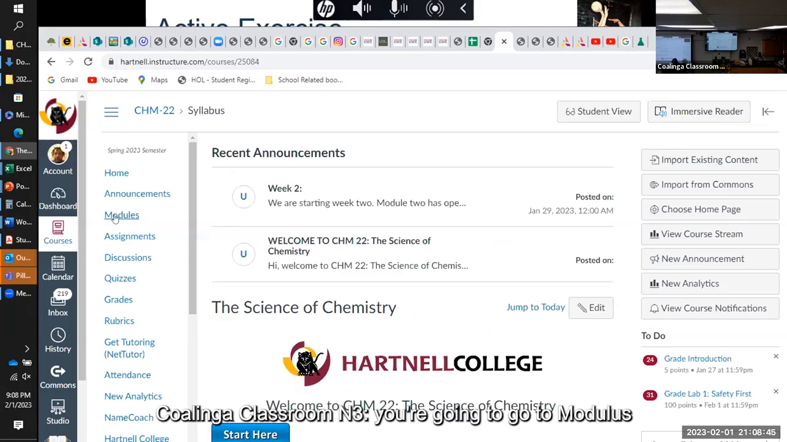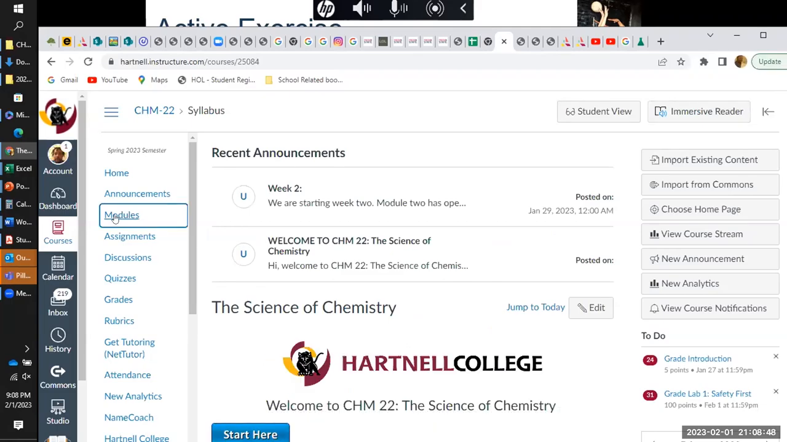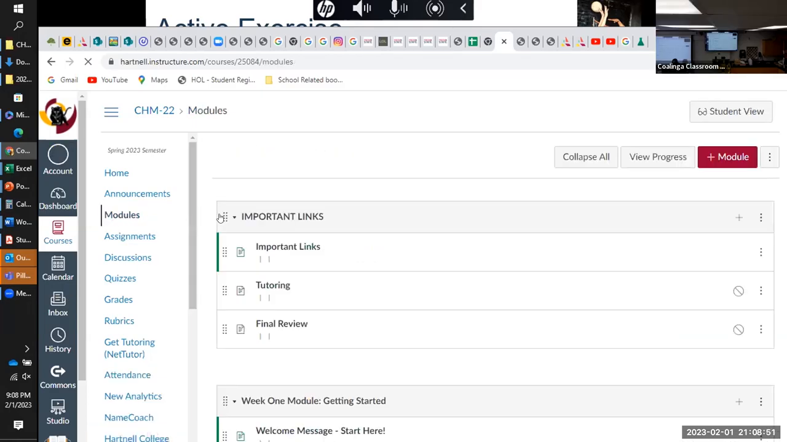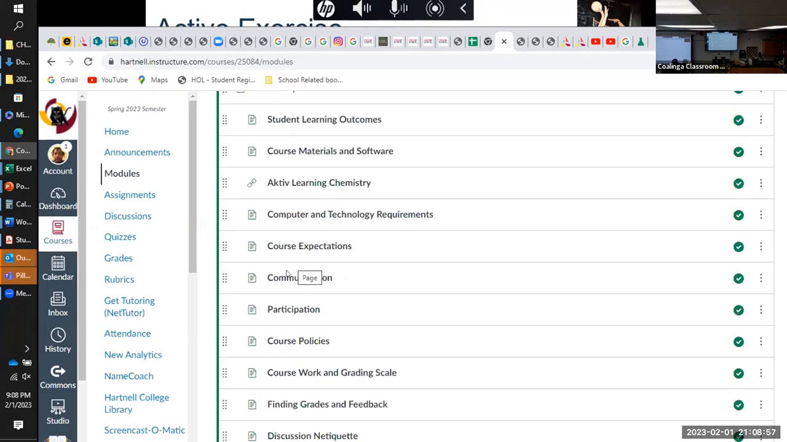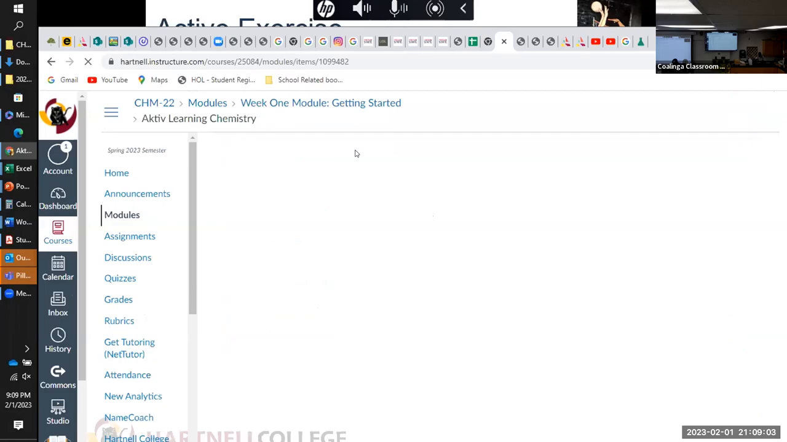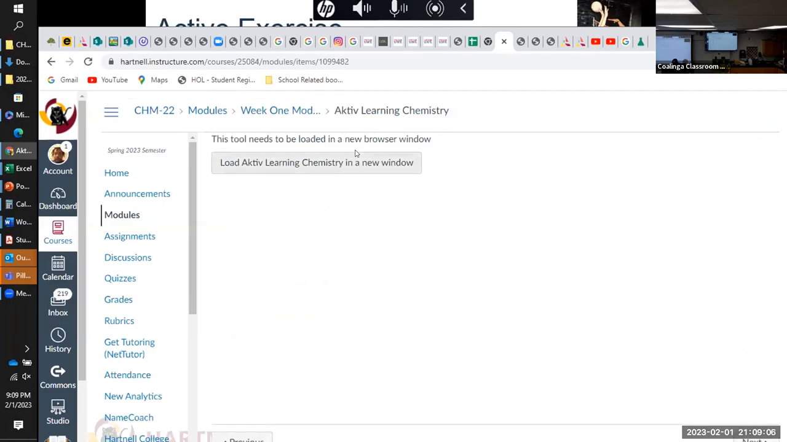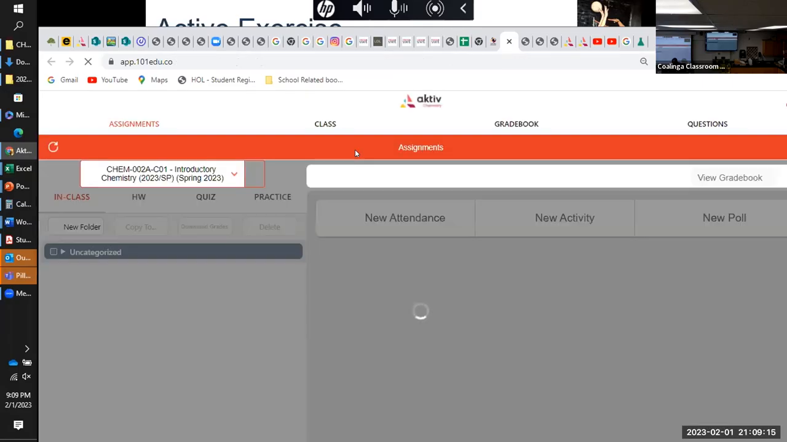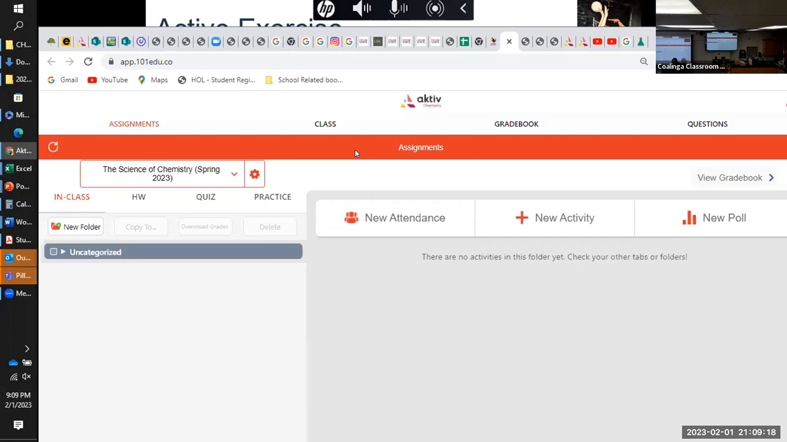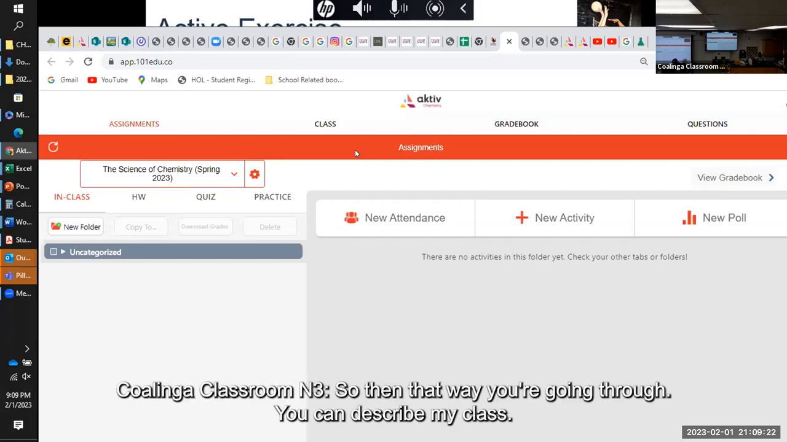Okay, you're going to go to modules. Select module. Go down to where it says active learning chemistry, that thing right there. And then you're going to select that. And then you're going to load active learning chemistry in the window. And then it's going to take you to active learning. So that way you're going through my class, it'll take you directly to that one that has the enter code.